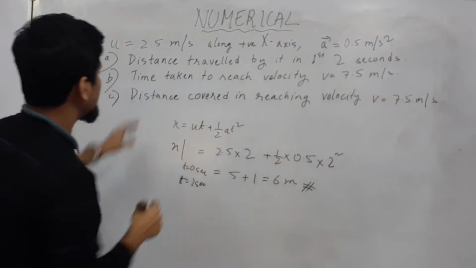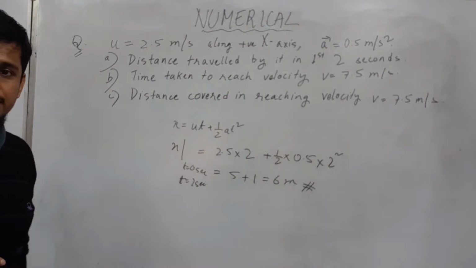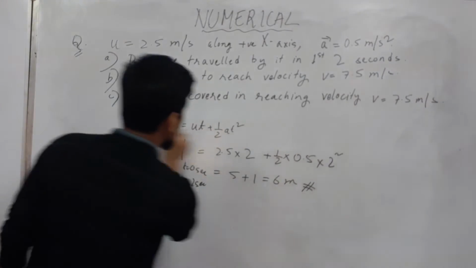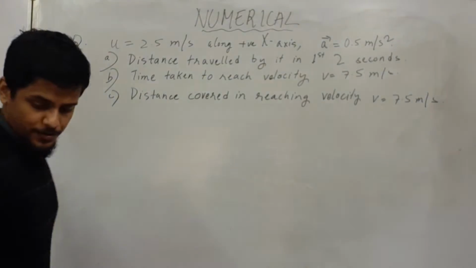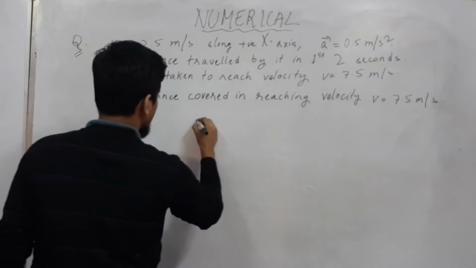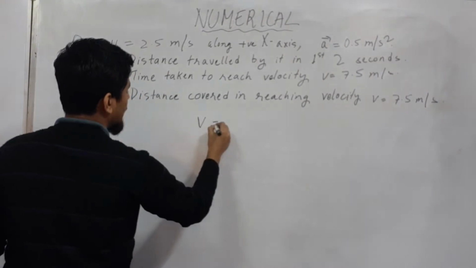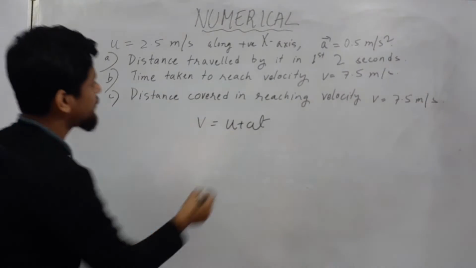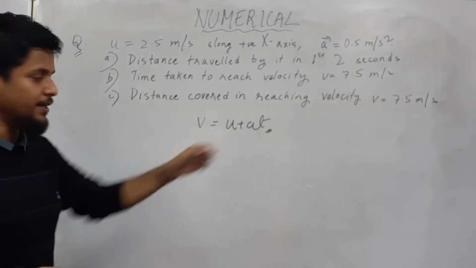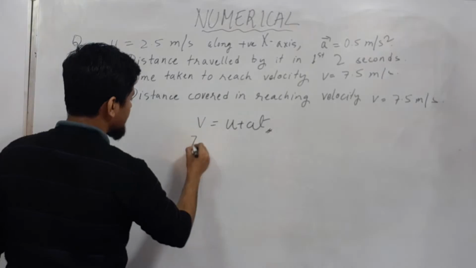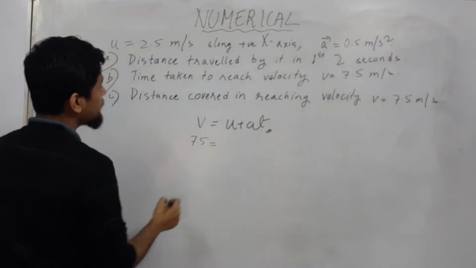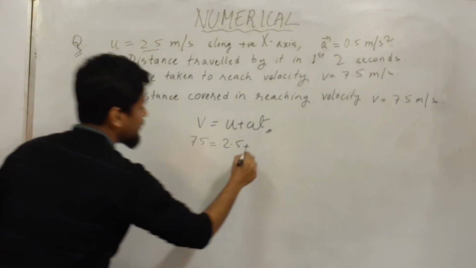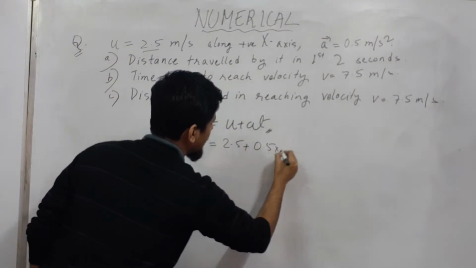Now for the second part, we need to find out the time taken to reach the velocity 7.5 meter per second. So for this we will use the equation where we know that the final velocity v is given by v is equal to u plus at, and we need to find out the time t over here. So now here final velocity is nothing but 7.5 and u is equal to 2.5. The acceleration is constant and is given by 0.5, and we need to find out the time.